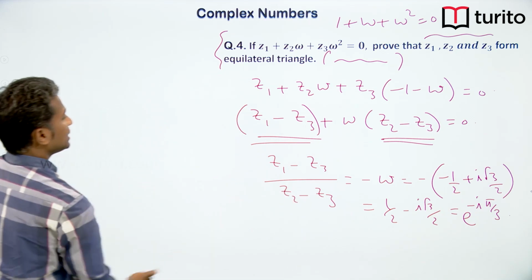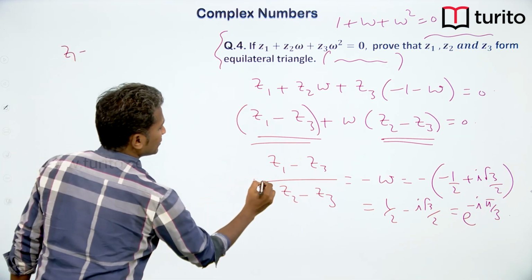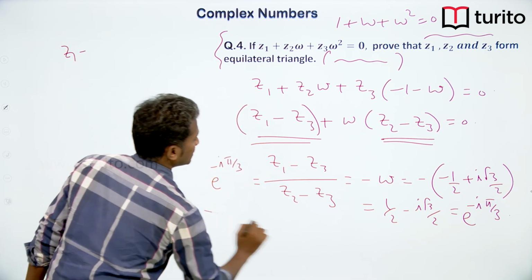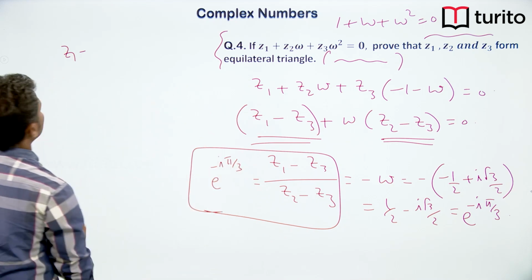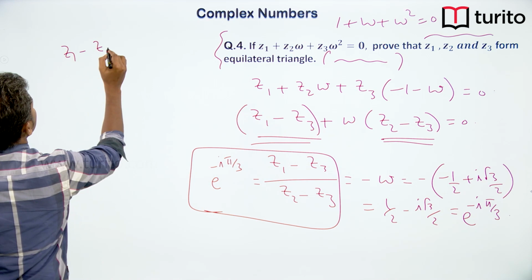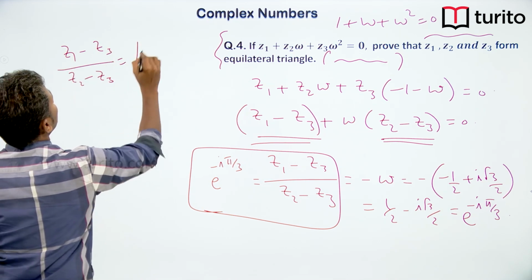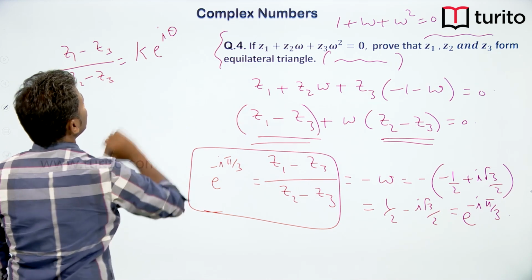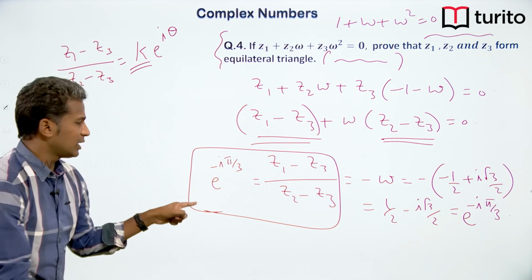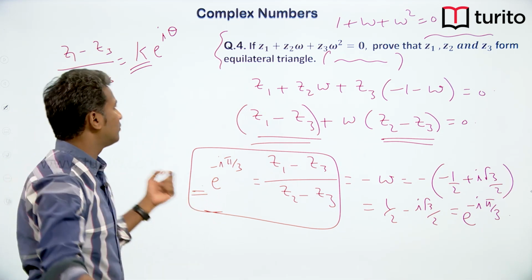So, we got a relation like this: z1 minus z3 by z2 minus z3 is e power minus i pi by 3. Now, this is the relation that we got. Try to compare this with the idea of z1 minus z3 by z2 minus z3 is equal to k into e power i theta. When we compare with this idea, what do we get? k is supposed to be 1 here, because there is no other magnitude. So, that means there is 1 here.